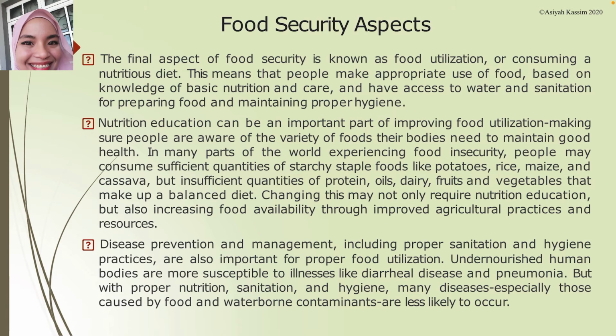So, next, the final aspect of food security, number 3 is the food utilization, penggunaan makanan itu tersendiri or consuming a nutritious diet. So, this means that the people make appropriate use of food based on knowledge of basic nutrition and care and have access to water and sanitation for preparing food and maintaining a proper hygiene. Macam mana pengendalian makanan tu kan dilakukan, itu pun perlu diambil kira lah. Barulah kita kata dengan food security.